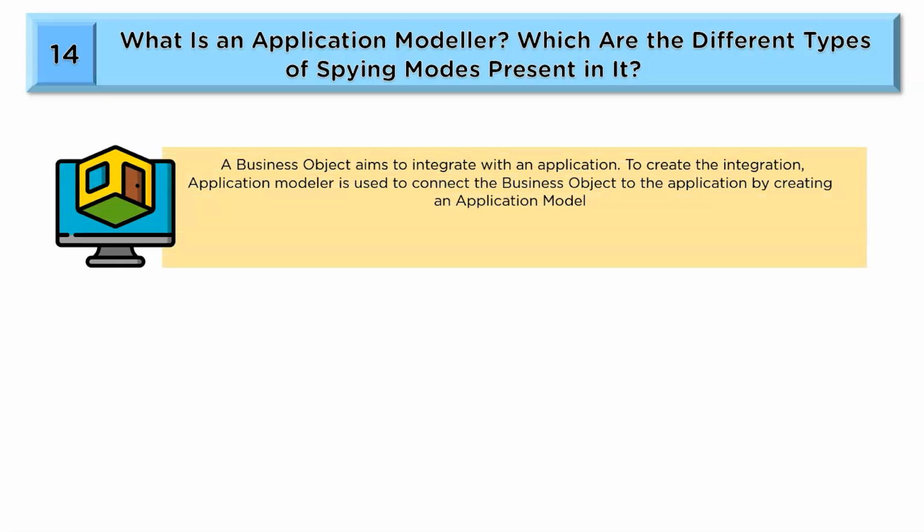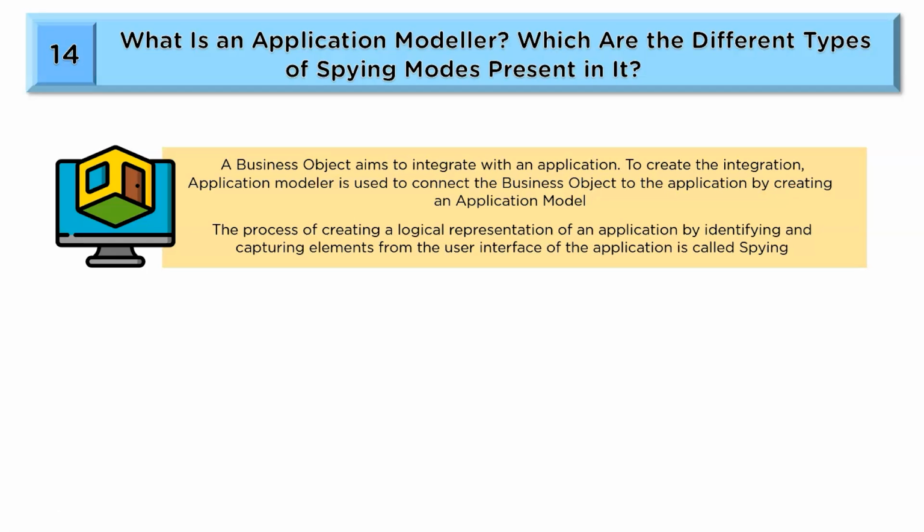A business object aims to integrate with an application to make the business accessible for use by a Blue Prism process. To create the integration, you must connect the business object to the application by creating an application modeler. This can be achieved via the application modeler within the Object Studio.